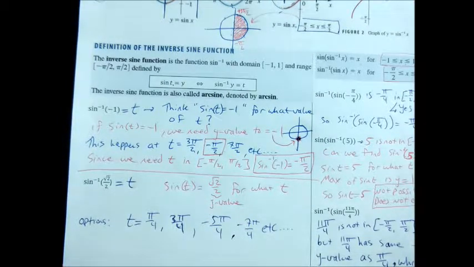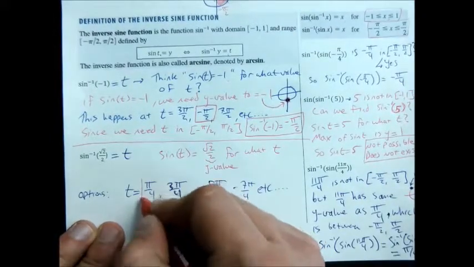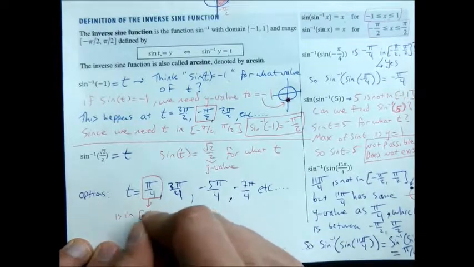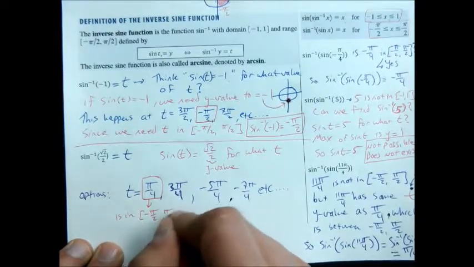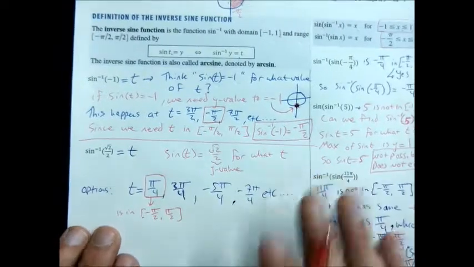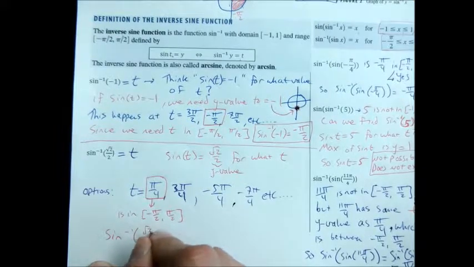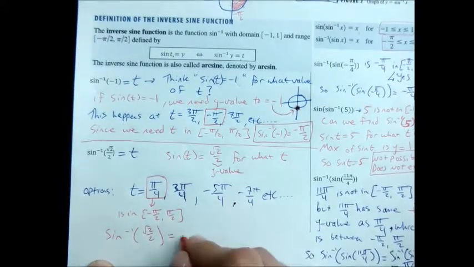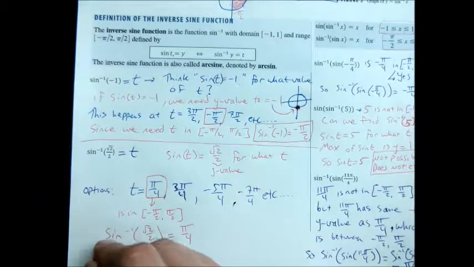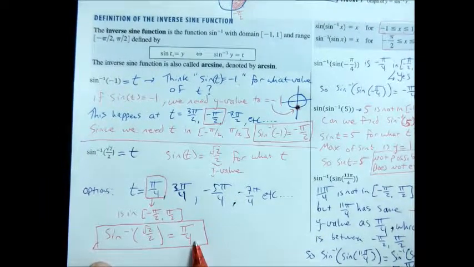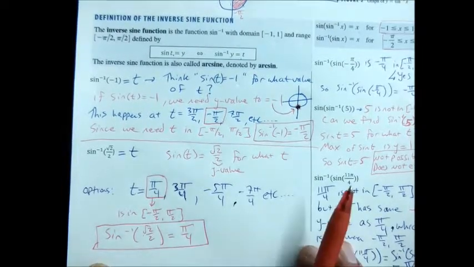And so which one is it? This one. This is the only one that's in the correct interval, minus pi over 2 to pi over 2. And so that's our answer. So sine inverse of root 2 over 2 equals pi over 4, because we're sending it back to where it came from. The other way of saying that is when we plug in pi over 4 into sine, we get root 2 over 2. So we're sending it back there.